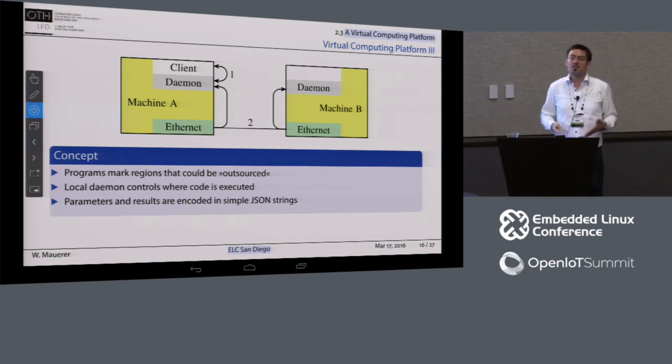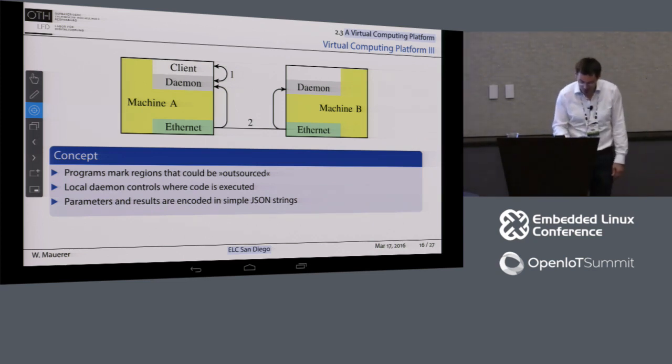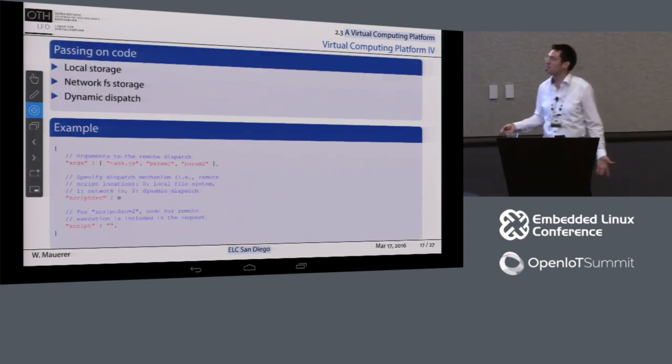So as for the parameters and the results, we are using very simple JSON strings, also standard technologies, to encode what we give as parameters to the functions and what we get back as results. So we don't need any complicated CORBA or other RMI mumbo jumbo to do that. It's really very simple, which is good because simple is, of course, good.